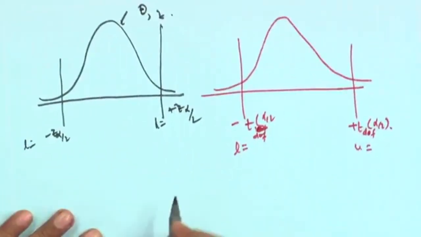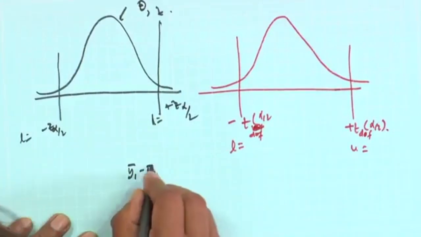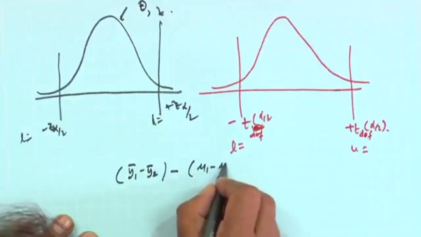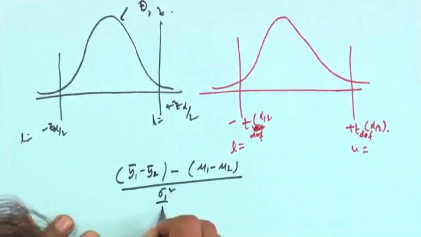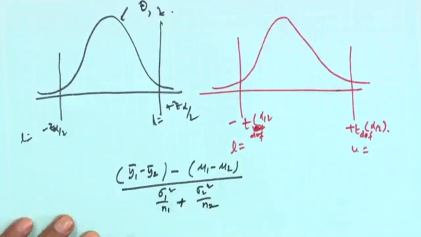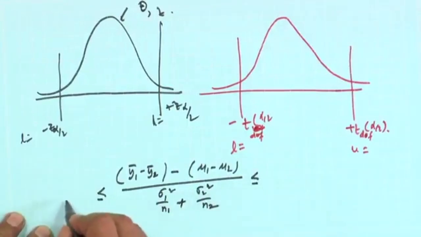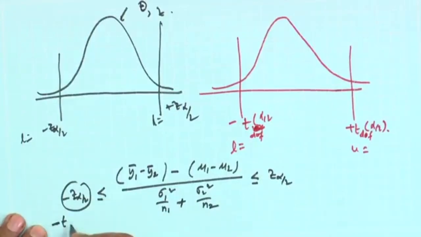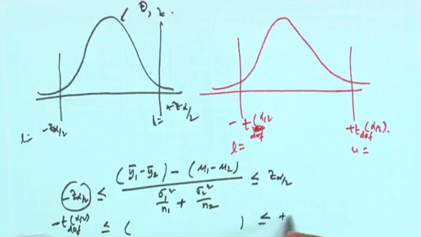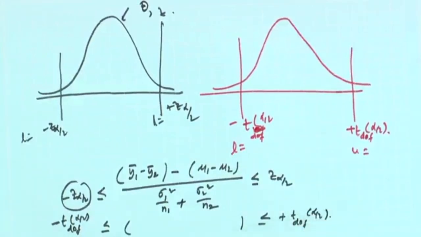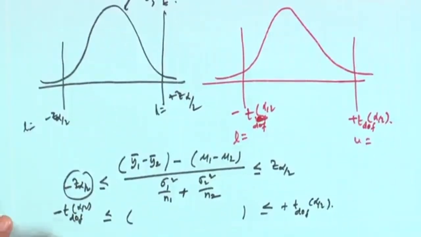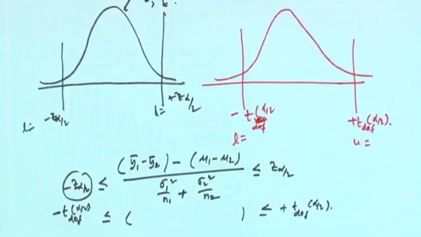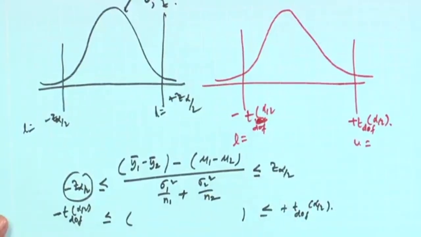So, for the confidence interval, when you find y1 bar minus y2 bar minus mu1 minus mu2 divided by the square root of sigma1 square by n1 plus sigma2 square by n2, this is less than or equal to plus z alpha by 2 and greater than or equal to minus z alpha by 2, or you write t: minus t alpha by 2 with d.o.f. less than or equal to this quantity less than or equal to plus t with d.o.f. alpha by 2. Okay. So, you have to understand which situation it is, t or z, and use it accordingly.